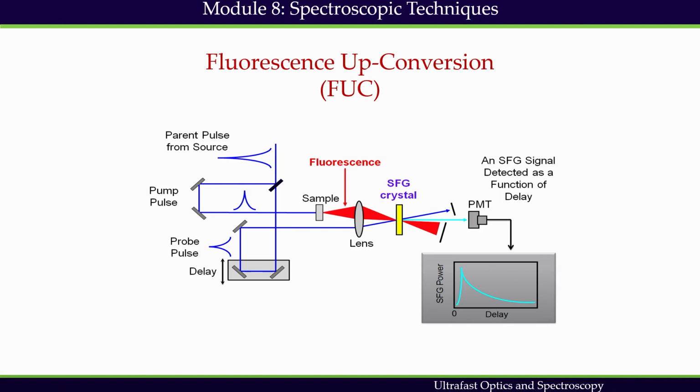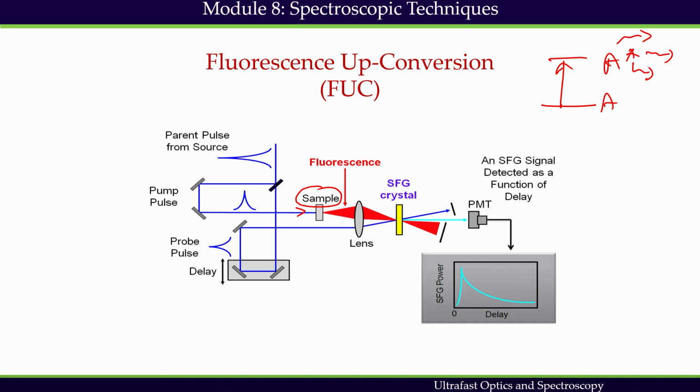In this technique, an excitation pulse is used to excite the sample to the electronically excited state. So, this is the excitation pulse and it is exciting the sample to the excited state, and obviously as a result the sample gives fluorescence. This will emit fluorescence.